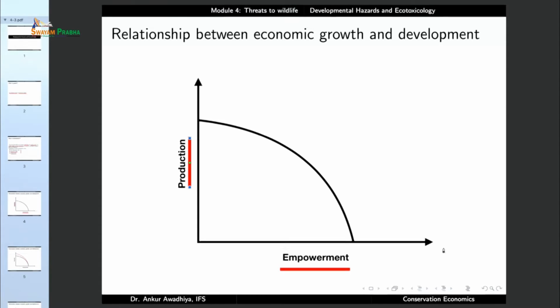Suppose the society decides that we are going to invest our resources into producing more and more stuff. In that case, the empowerment might take a hit, because the people who were necessary for doing empowerment, such as doctors or nurses or teachers, that would have helped people to have a much better control over their lives, are now being diverted into, say, production. So in that case, the society will have a much greater production, but at the cost of empowerment.